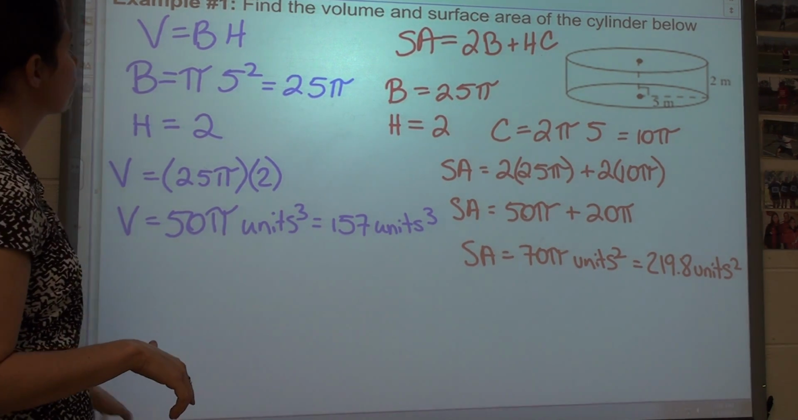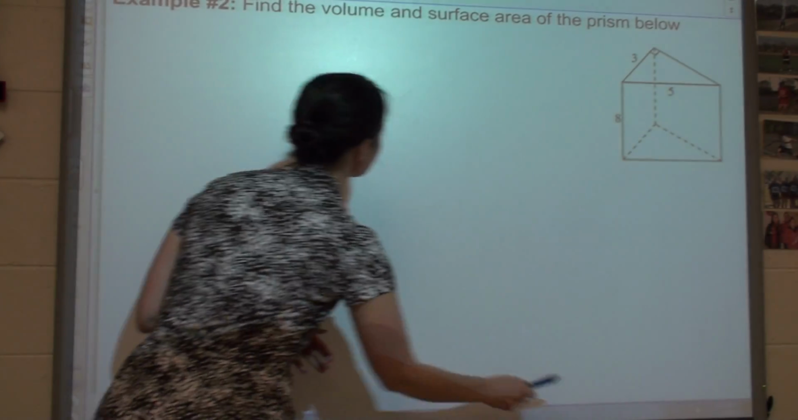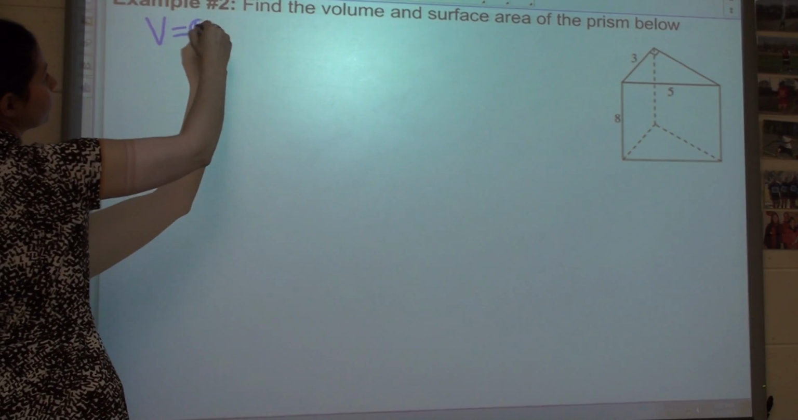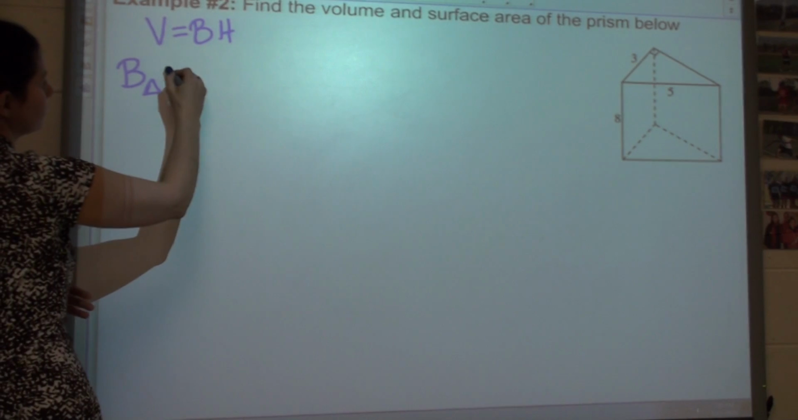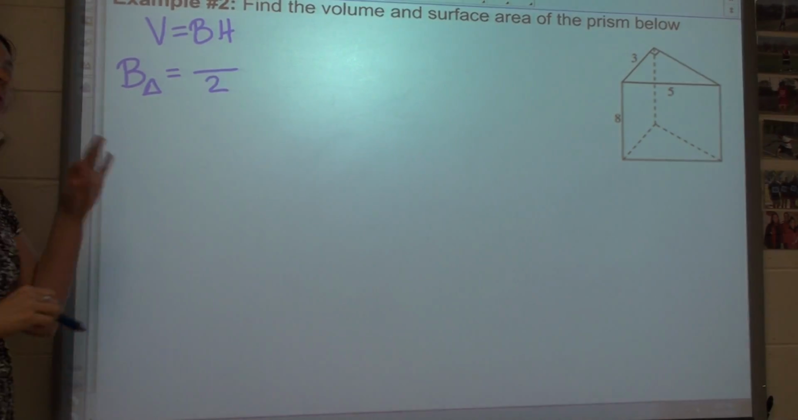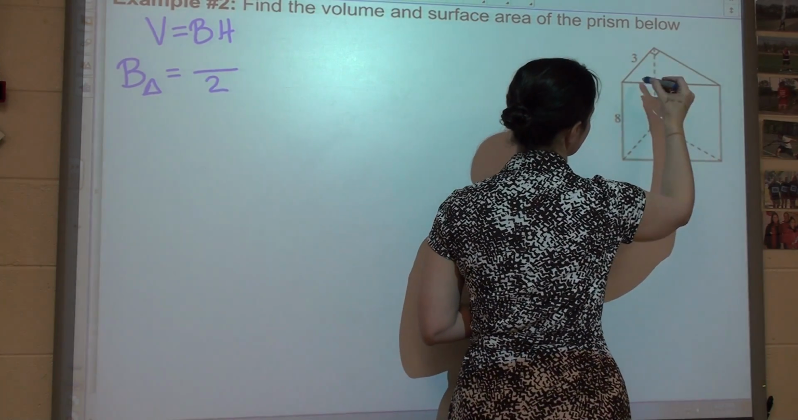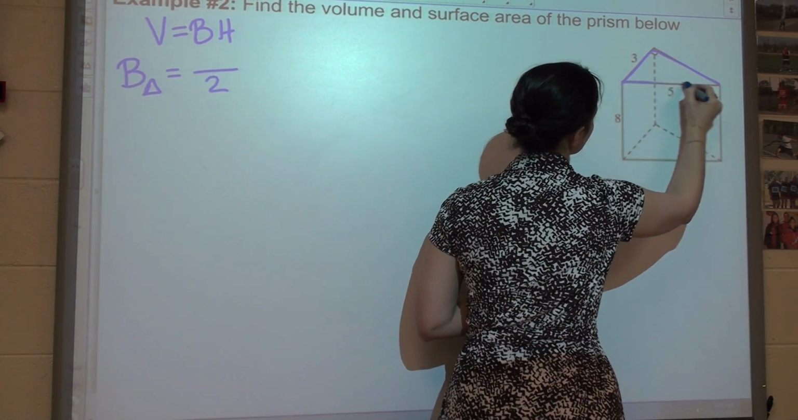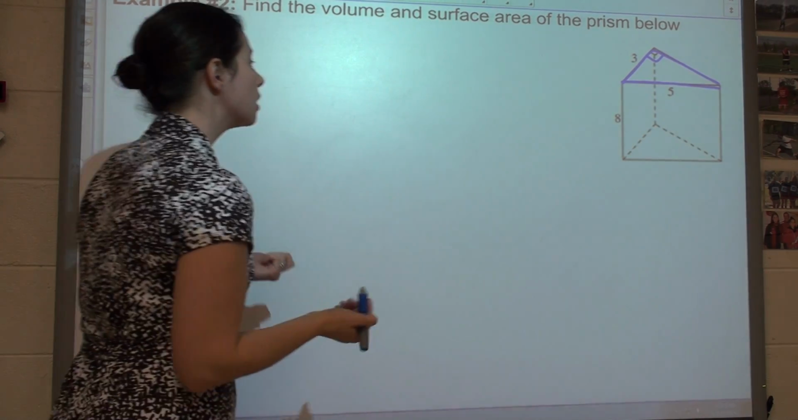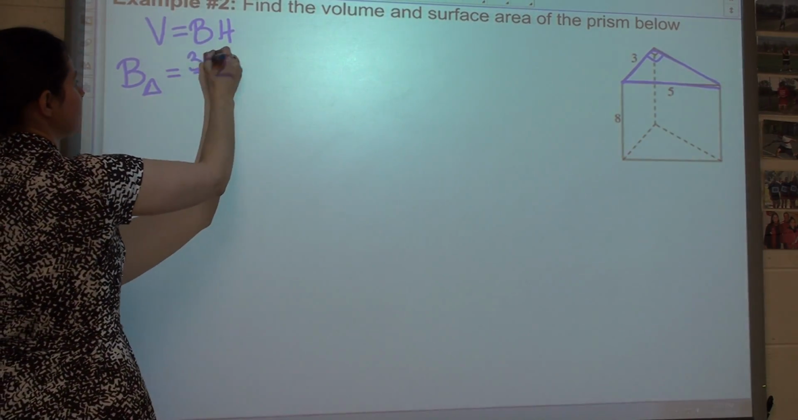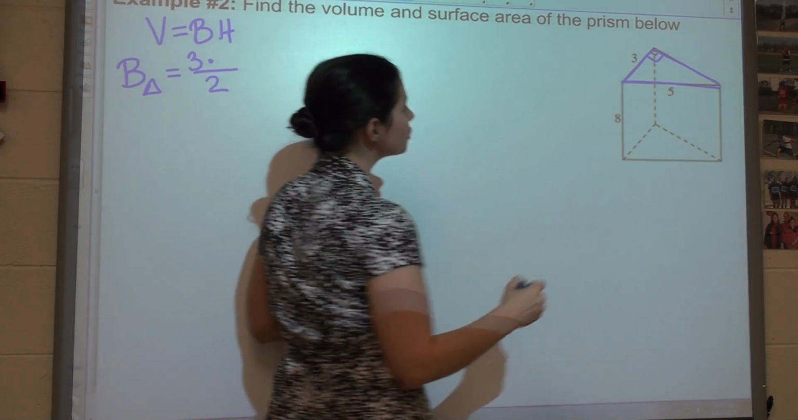So, with the triangular prism, it's the same thing. So for my volume, I still have base times height. Now remember, for your base, it's a triangle. So we're going to have base times height divided by 2. So hopefully as you're looking at this triangular prism, you see we've got a right triangle, and you know with right triangles we use our legs, so I've got 3 times, but then you don't know what that other side is. So you're going to have to do the Pythagorean theorem.